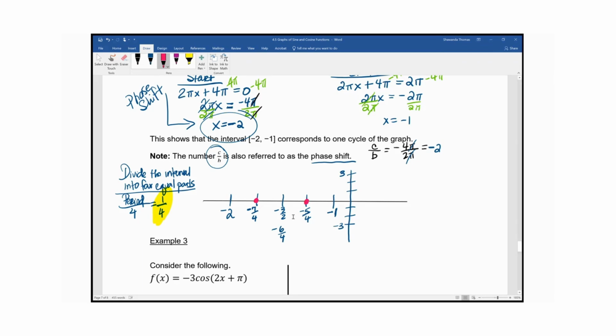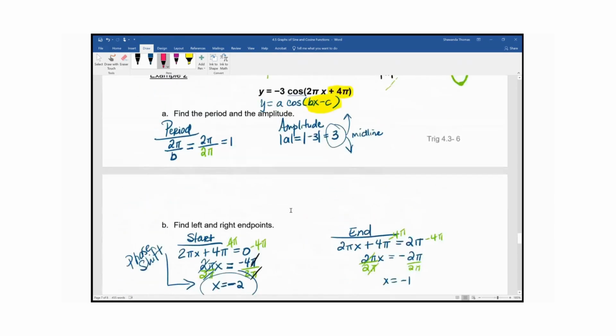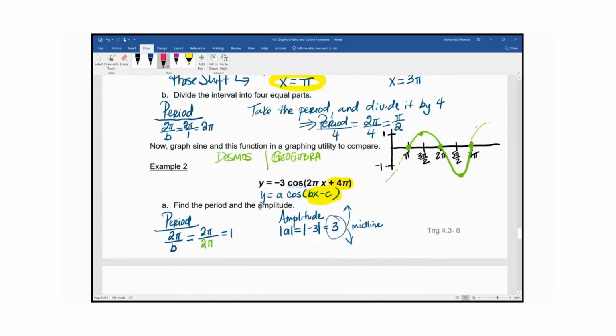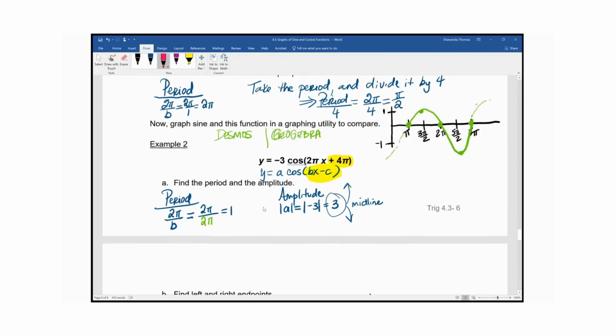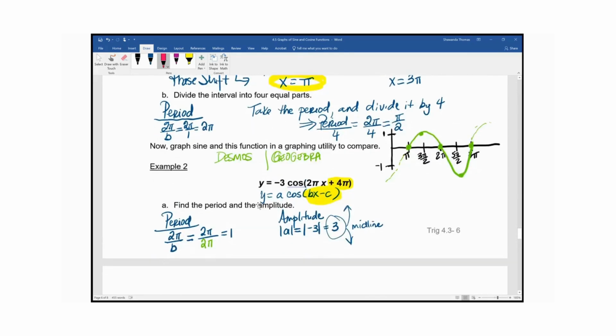But we gotta be careful because we can't forget about the original function. What is something that's gonna change some points around? Something about this function changes things. What am I talking about? The negative. Yep, that negative. That's going to mean that we're going to have a reflection.